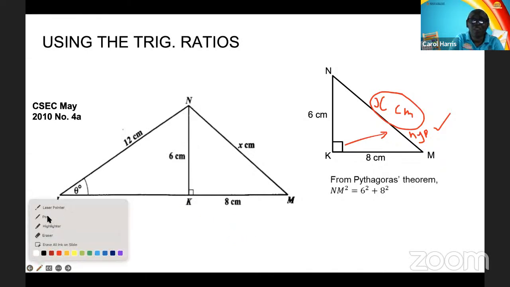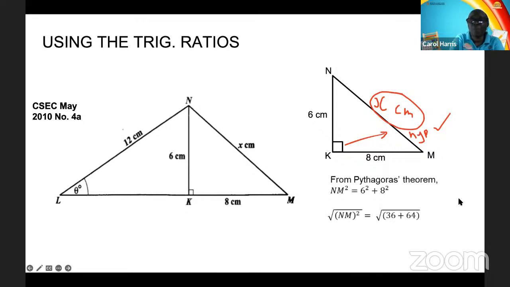So let's look at our Pythagoras theorem. We would substitute into our theorem. 6 squared plus 8 squared will be NM squared. And we manipulate. Do I stop at the square? Nope. You must find your square root. And we're going to get the square root of 100, which is 10. So remember to be familiar with your calculators.